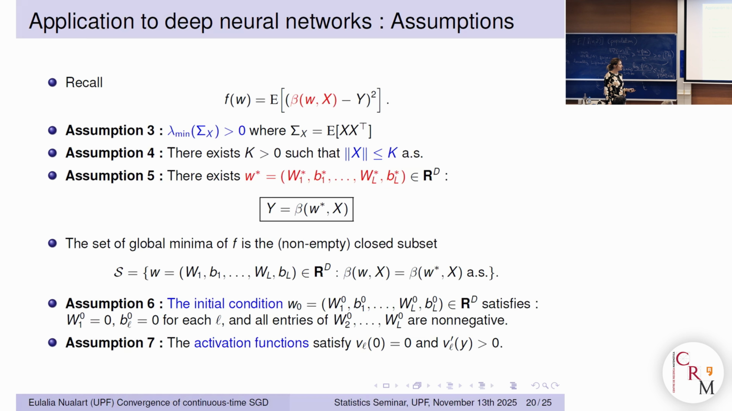And then we also need some assumptions on the initial condition. The process is initialized at a parameter W for which the biases are 0 and the first layer is 0. And all the other layers, each component, these are matrices, are non-negative. This is also to initialize close to the set of minima.